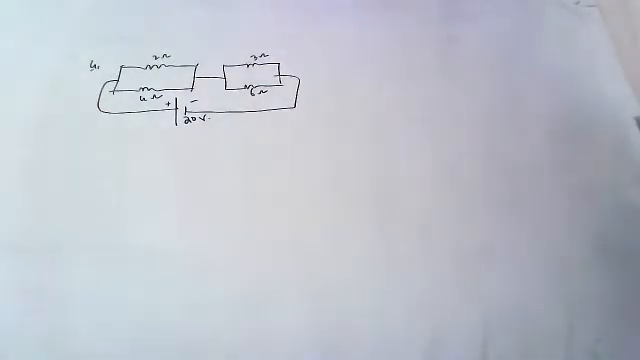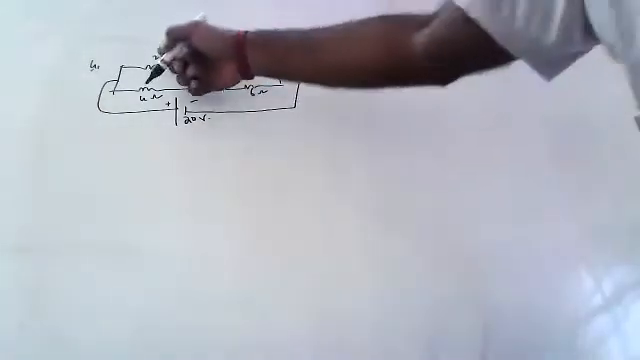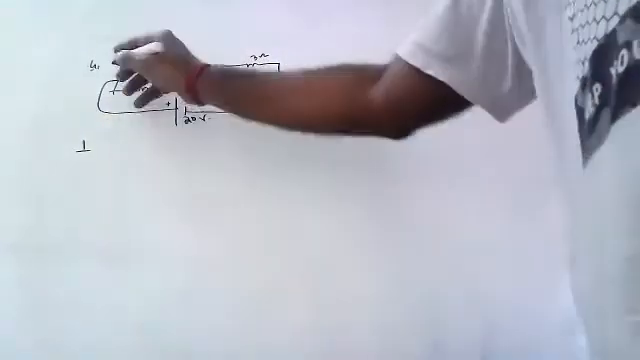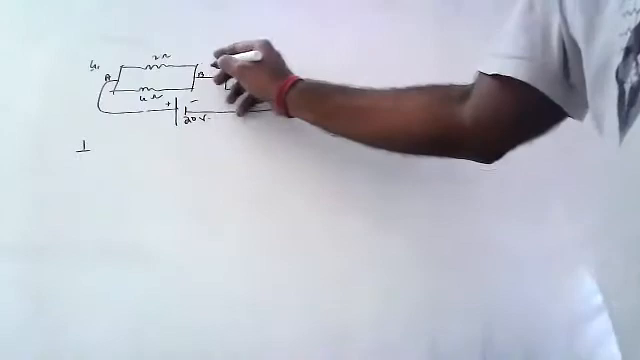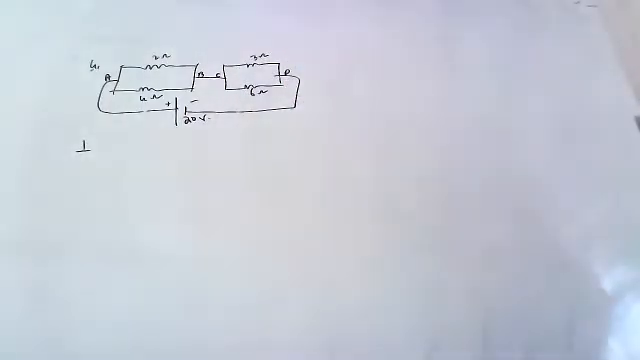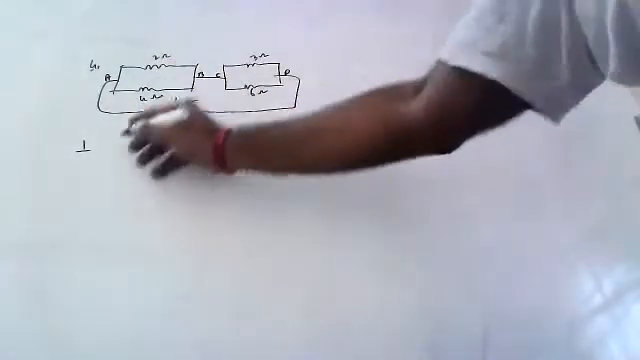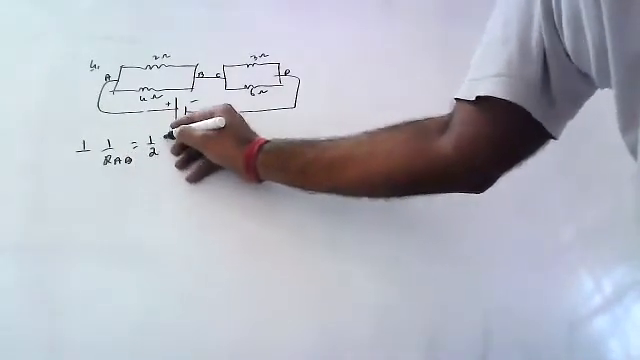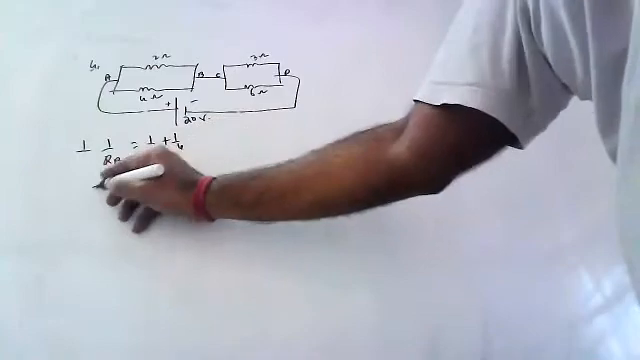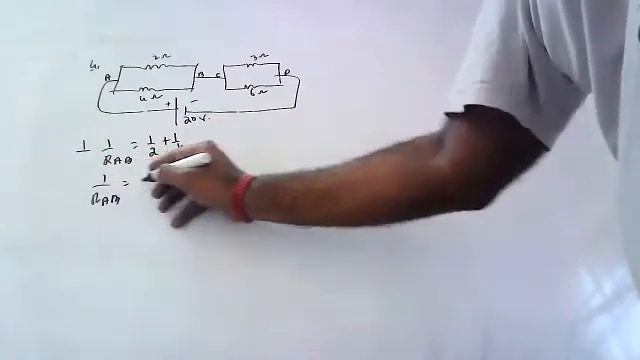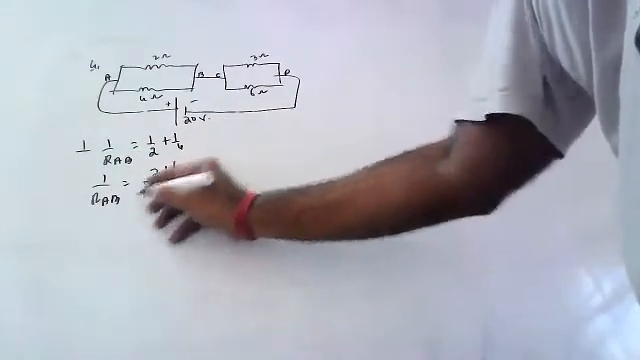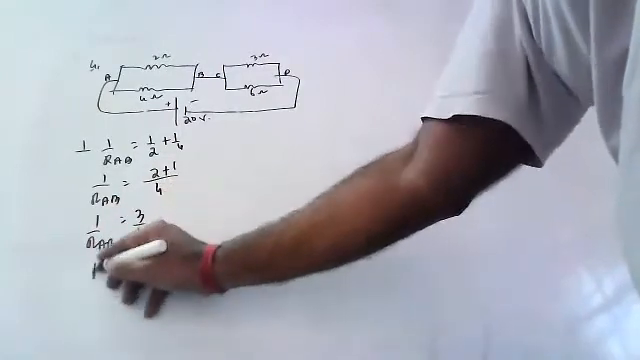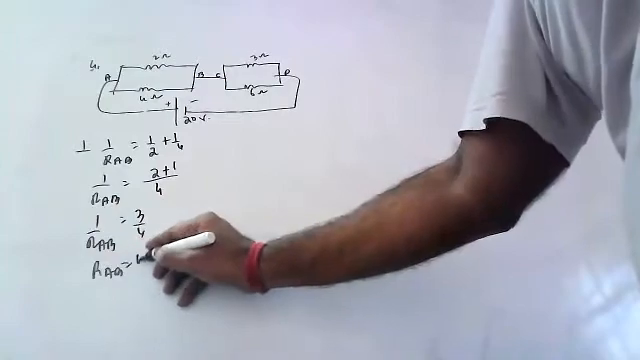So before finding, let's find out the resistance, children. These both are in parallel. So what are the conditions I have mentioned? This is A, B, C, D. These both are in parallel. So 1 by RAB is equal to 1 by 2 plus 1 by 4. 1 by RAB is equal to, 4 is the LCM, 2 plus 1. 1 by RAB is equal to 3 by 4. RAB is equal to 4 by 3, children.